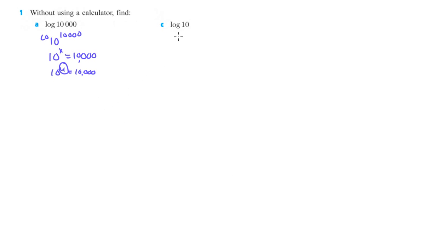Same thing for log of 10. So that's 10 to what power? Let's see. Sorry, back over here, x equals 4. 10 to what power gives us 10? Guess what? That's 10 to the first power equals 10. So that means x equals 1, whereas x equals 4 over there.